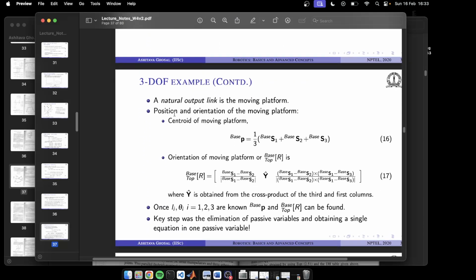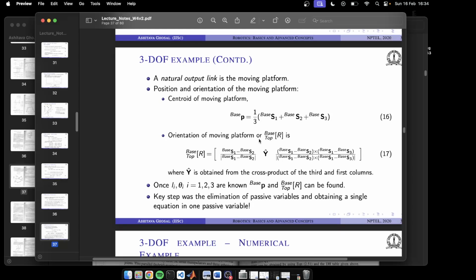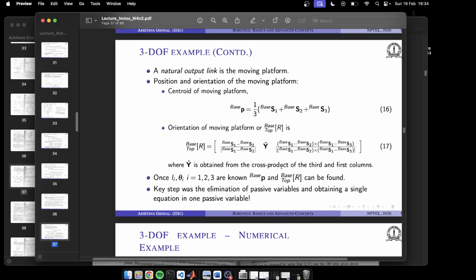Now finally, the position and orientation of the moving platform. Because we are interested in the centroid, we can use the formula of centroid of a triangle, that is the average of the coordinates of the vertices. We know the position vectors of the vertices, and by taking the average we can calculate the position vector of the centroid. Similarly, since we know the 3 points on a plane, we can calculate the orientation of the platform by taking the cross product of any two edges of the triangle. So like this we get the position and orientation of the moving platform.